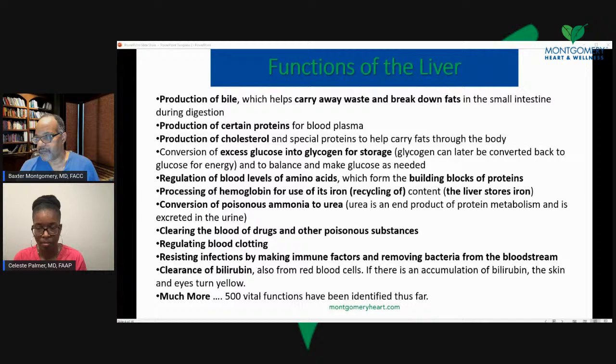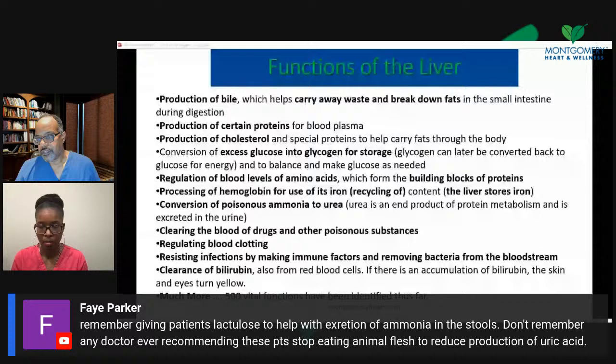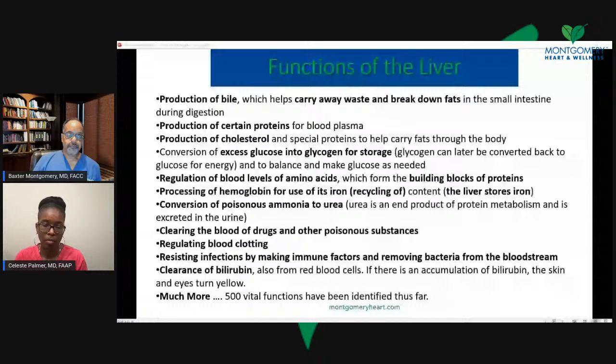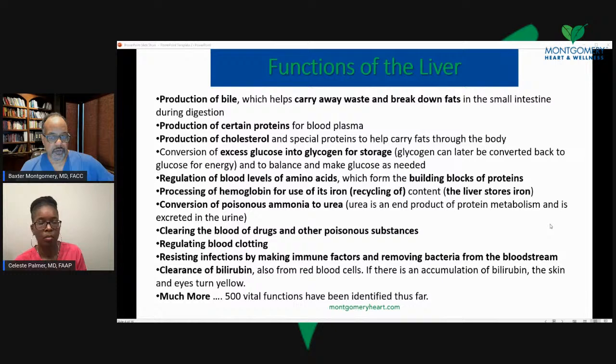Remember giving patients lactulose to help with exertional ammonia in the stools. Don't remember any doctor ever recommending these patients stop eating animal flesh to reduce production of uric acid. Yep. That's true. We do use lactulose, and it works. But I think it's a superficial treatment. I think we need to treat it at the cause, and there's a core treatment in terms of reducing the liver function, the ammonia in the liver.